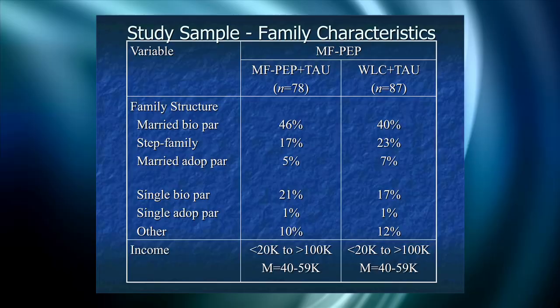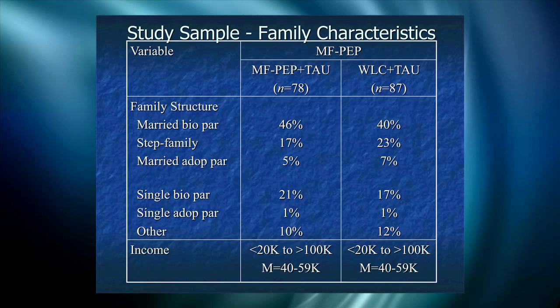So we got families from throughout the state of Ohio, one family from Erie, PA, who faithfully came to every winter group that we had through the ice belt. We had a very wide array of family structure. So you've got the TAU is treatment as usual, the MFPEP plus treatment as usual, or the wait list.